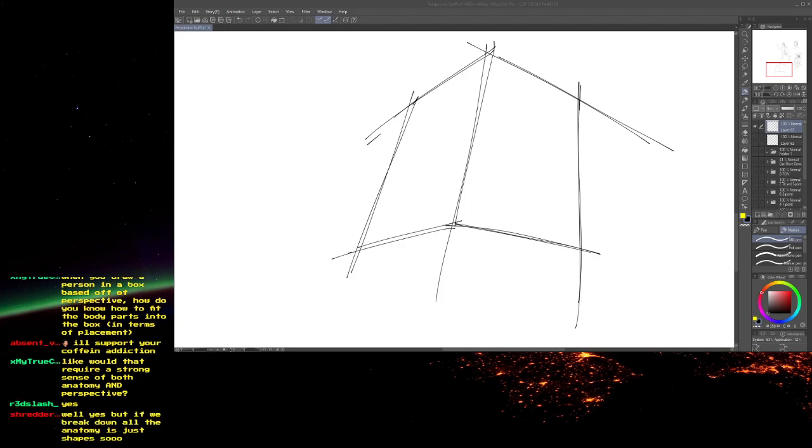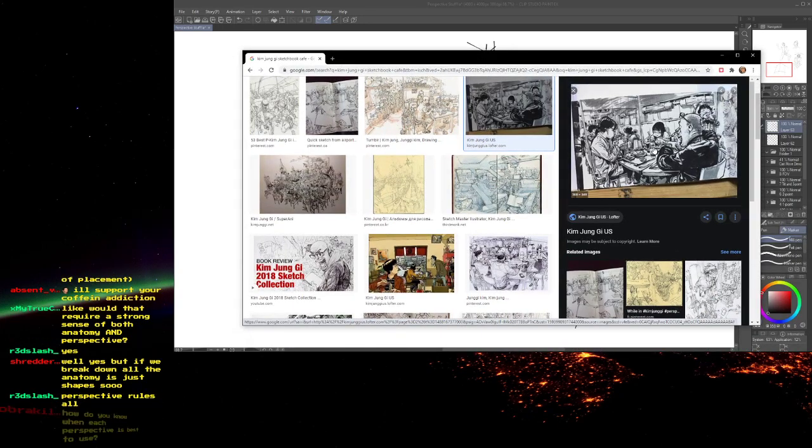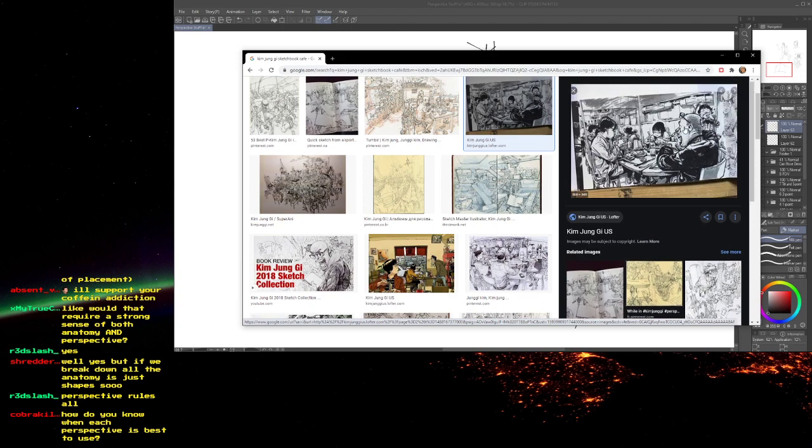So let's see, Kim Jong-gi Sketchbook Cafe. There's a lot of non-worksafe stuff here, so I'm going to have to be really selective about this. But you'll see a lot of stuff like this. Yeah, I think there's going to be some pretty okay stuff to show on stream here.